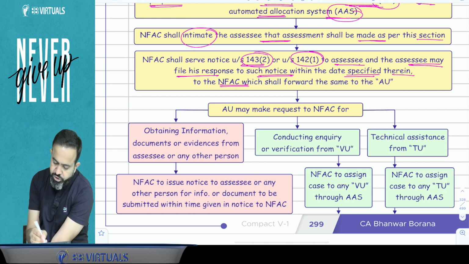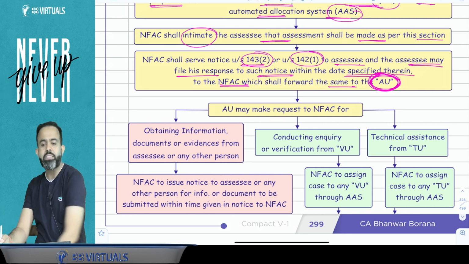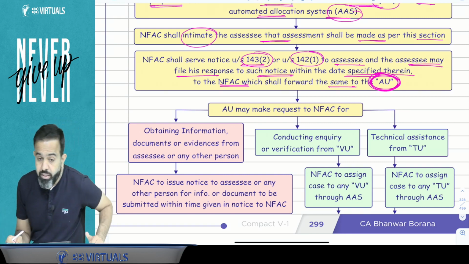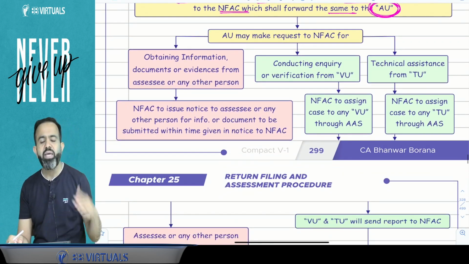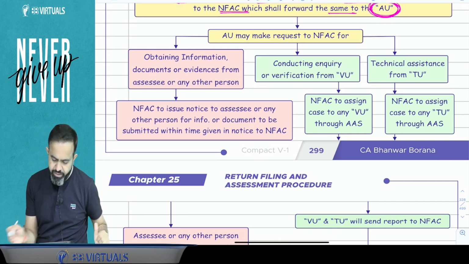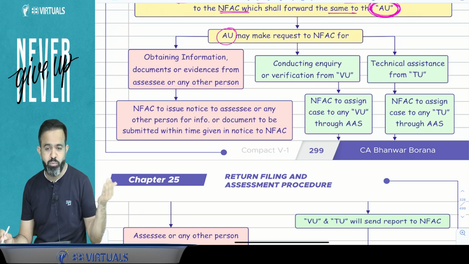And the NFAC shall forward the same to the assessment unit, means if any response is received from the assessee, then they will send the response to the assessment unit. Now guys, the assessment unit may make a request to NFAC. Here the assessment unit is requesting. And what is the assessment unit requesting for?